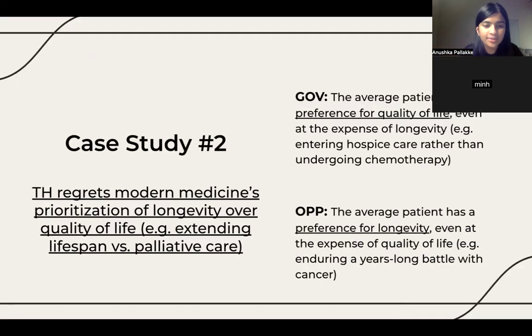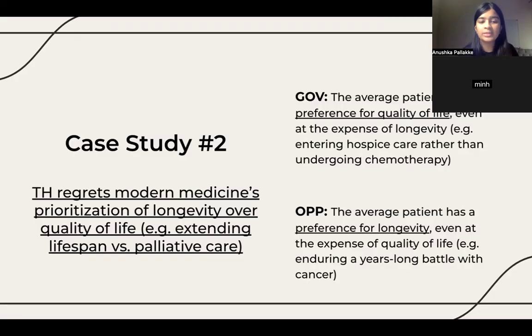So another, case study number two, would be: this house regrets modern medicine's prioritization of longevity over quality of life. Actually, I believe I've done this case before. What this would essentially look like is: would you rather prioritize living for super long even if you have a bad quality of life, or prioritize having a good quality of life even if this means you won't live for 115 years?